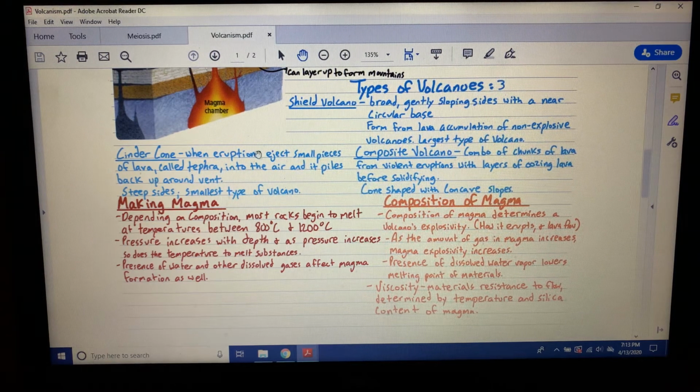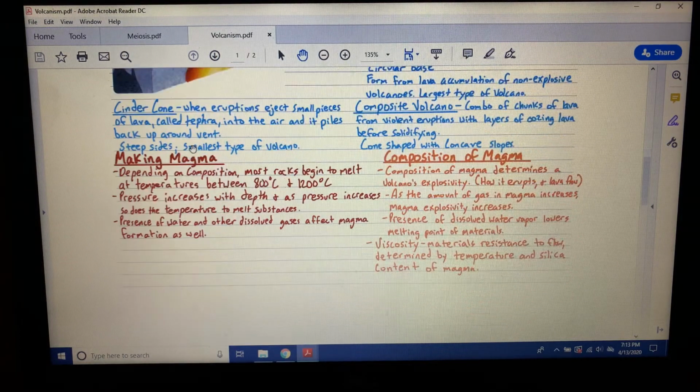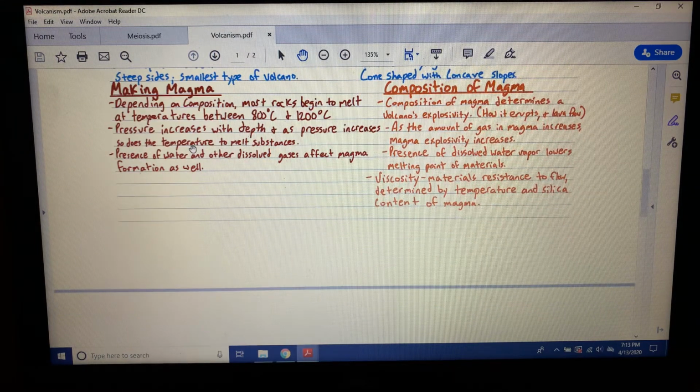The composite volcano is going to be a combo of chunks of lava from violent eruptions with a layer of oozing lava. So it's in between the shield and the cinder. It's tall, but it's not wider than it's tall. It's not taller than it's wide. It's just kind of proportionate. It's going to be cone-shaped with concave slopes. And those are the 3 volcanoes.